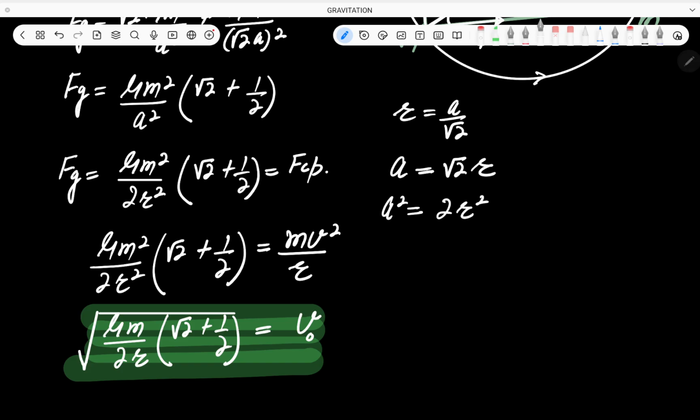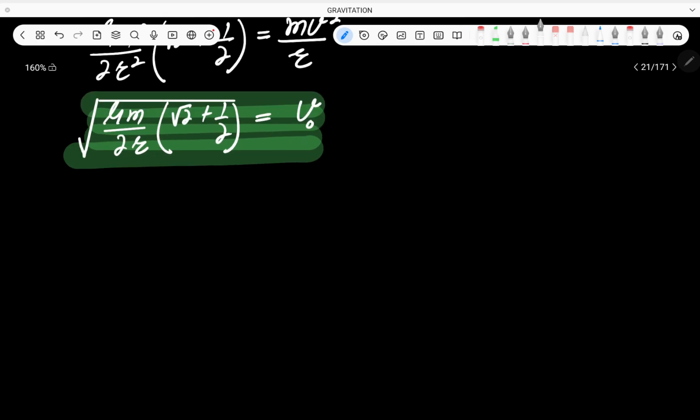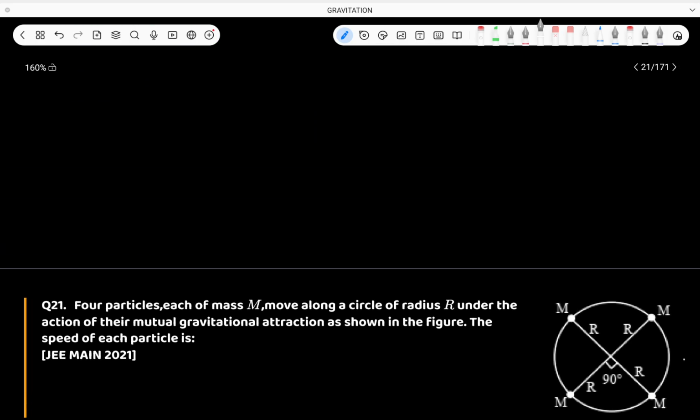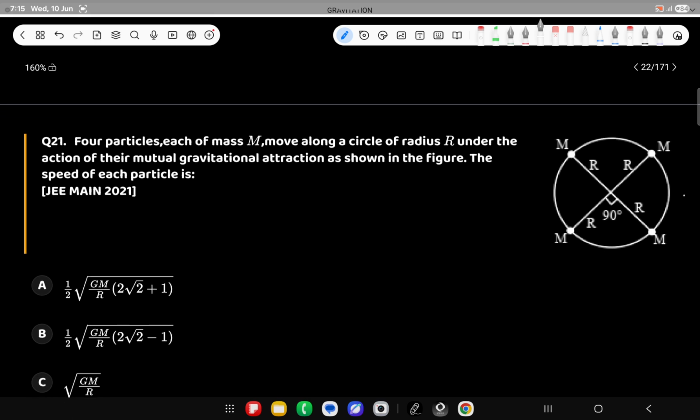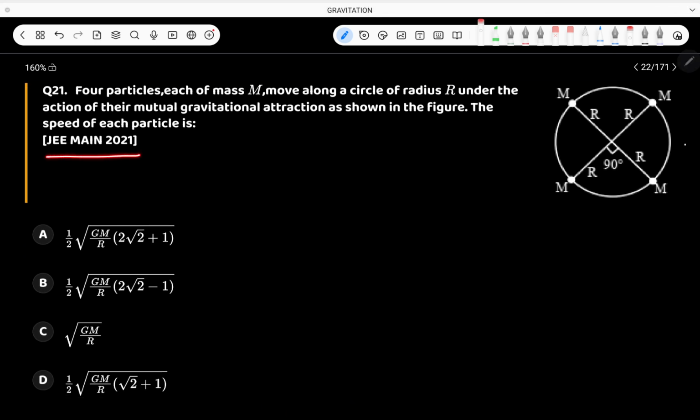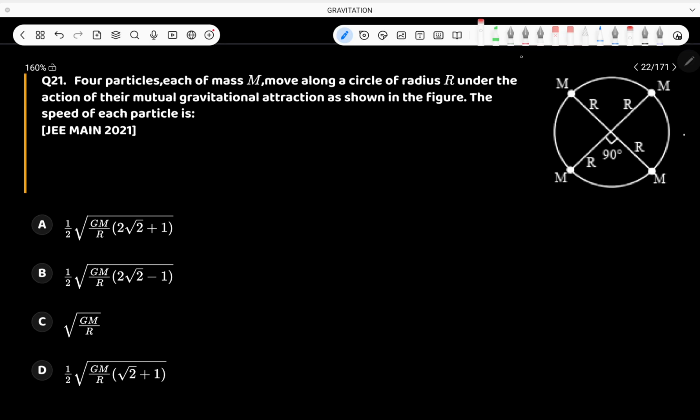Let's try to do some PYQs, some previous year questions of NEET and JEE Mains based on this topic. तो देख लें आप जो नेक्स्ट क्वेश्चन हमारे पास है. This question has been asked in JEE Main 2021. Now what the question is exactly is that four particles each of mass capital M move along the circle of radius capital R under the action of their mutual gravitational force as shown in the figure. This is the figure. The speed of each particle is, we have to calculate the speed or the orbital velocity of each particle. तो क्वेश्चन हमने अभी किया है. Let's try to do this question again.